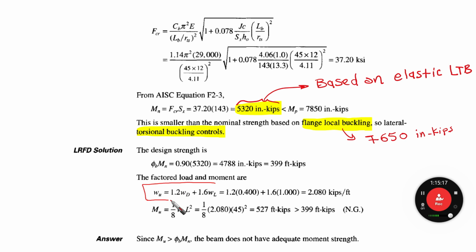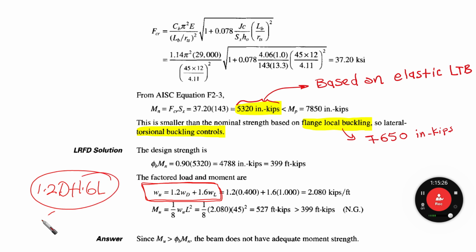Commonly, as I said many times, the gravity loading, which is 1.2 dead plus 1.6 live, is going to control as long as we do not have wind or seismic. So 1.2 times 0.4, which is the 400 of the dead load, plus 1.6 times 1, which is the 1000 of live load, gives us a distributed load of almost 2 kips per foot. And M ultimate, because we have a simply supported beam, is going to be WL squared over 8.